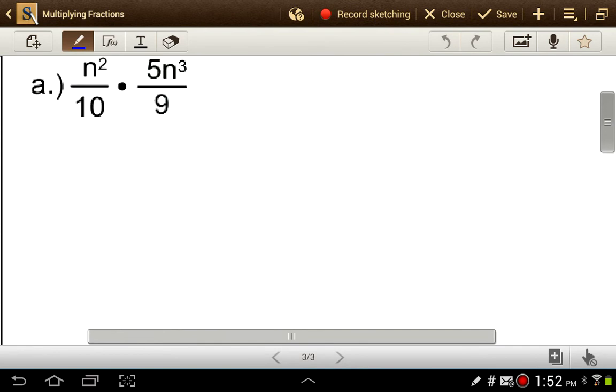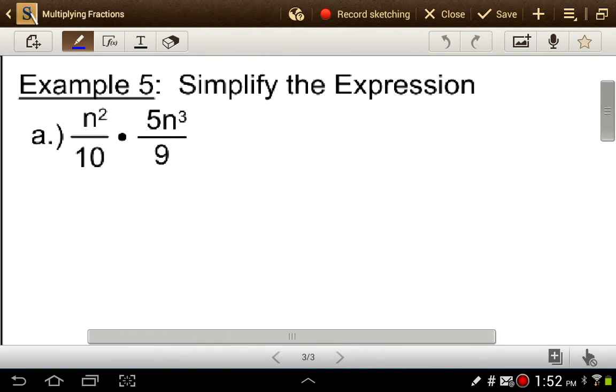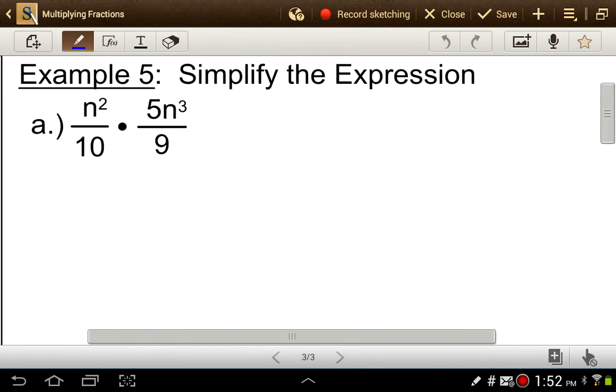Sorry. In example 5, and this happens to be the last example of the day, simplifying the expression. In order to simplify the expression, you're going to go through the same process. You can cross-cancel. So in this case, I have the 10 and the 5. 5 divided by 5 is 1. 10 divided by 5 is 2. Okay, so I can cross-cancel. Then I can multiply across. I have no whole number on top, except for 1. 1 times anything is going to be itself, so that won't be written.